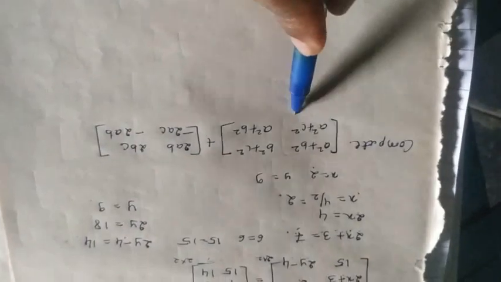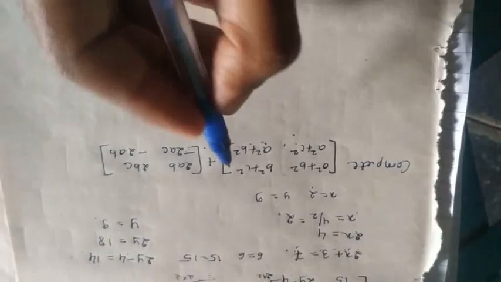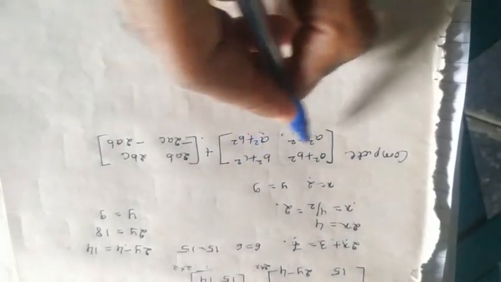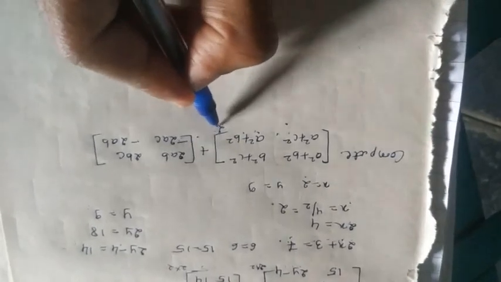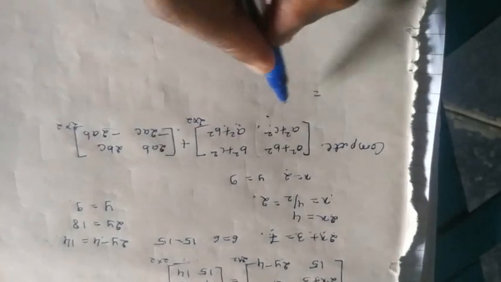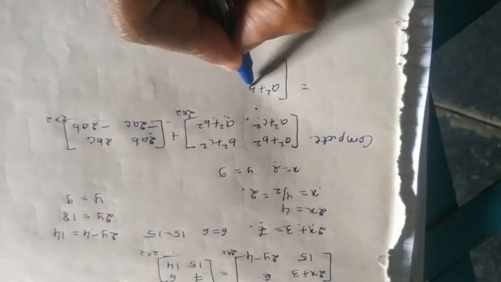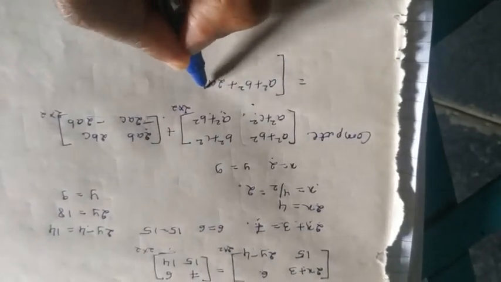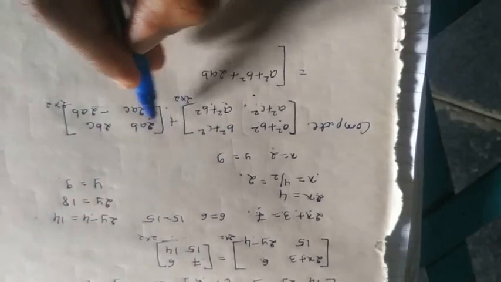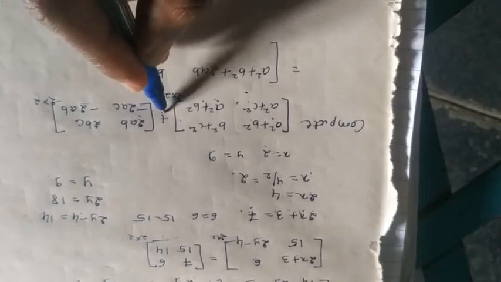Okay, now we have another example that we have to solve. In between these two matrices, we have addition, because this matrix has 2 rows and 2 columns, that is 2 cross 2. This is also 2 rows and 2 columns, that is 2 cross 2. Then a11 with b11, that is a square plus b square plus 2ab. A square plus b square plus 2ab. Next one, b square plus c square plus 2bc.